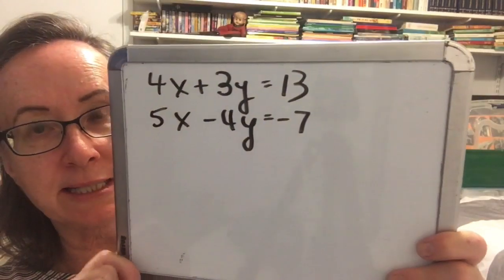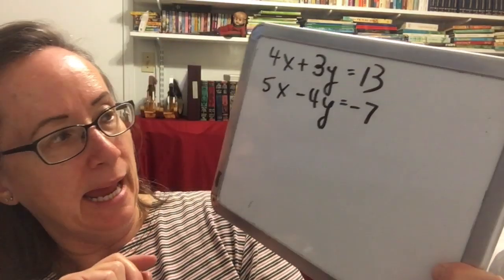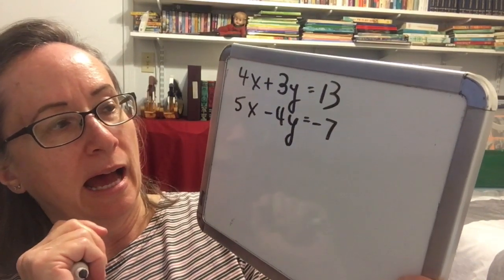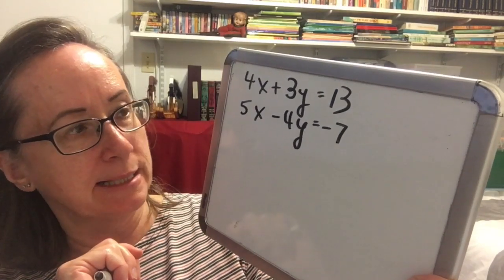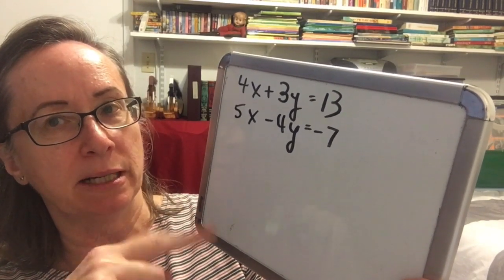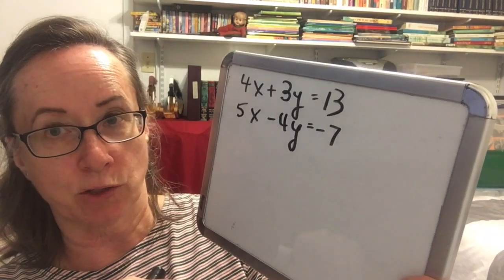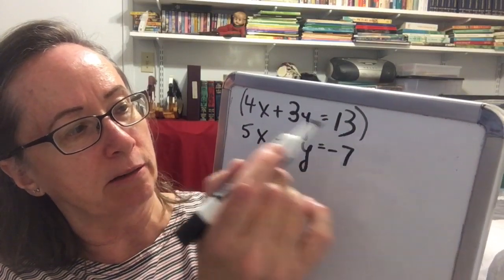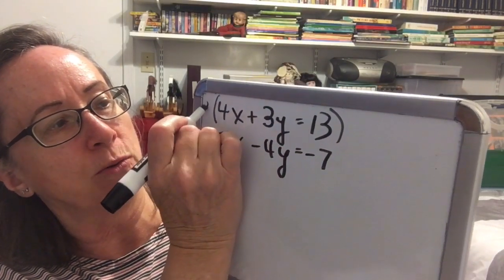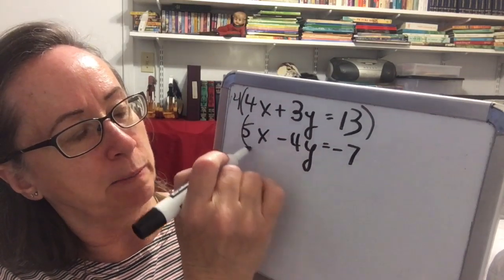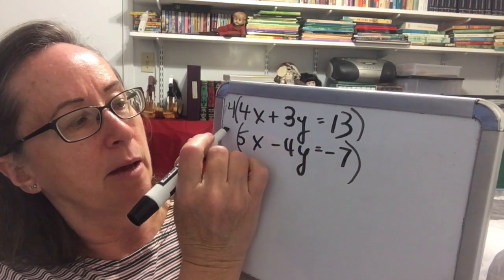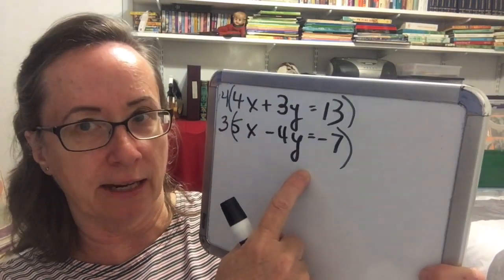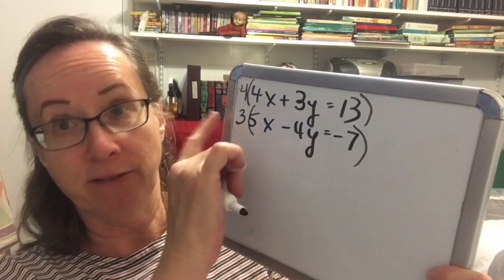All right, so I have written our system a little bit neater on another board. And now since I've got a 3 and a negative 4, I'm going to go ahead and eliminate my y's. But I've got to get them to a common number, and 3 and 4 both go into 12. So what I'm going to do is multiply the first equation all the way across by 4, and I'm going to multiply the second equation all the way across by 3. So when I do that, I'm going to get a 12y and then a negative 12y, which are going to cancel. But I have to do it all the way across.